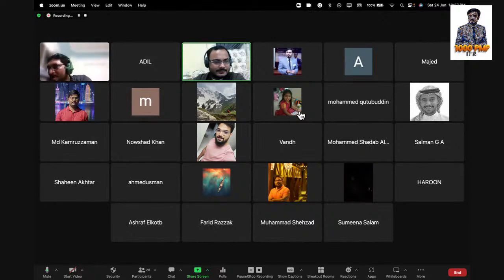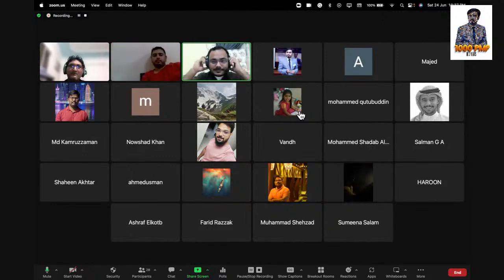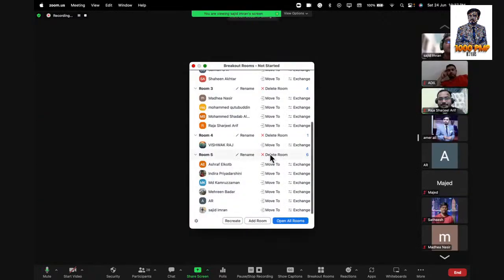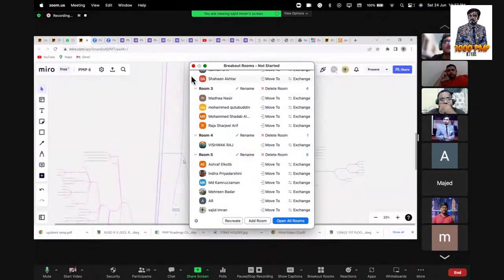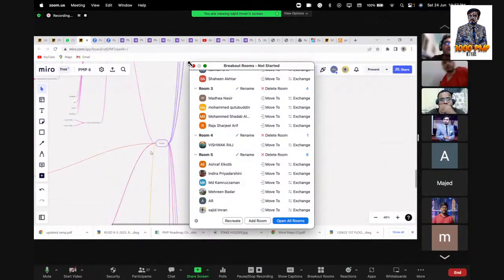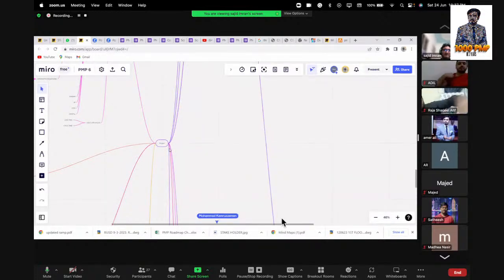The last team. Last team. Team 5. Okay. Ashraf, Indra, MD, Imran. It's a very strong team. MD and AR. Strong people. Okay, let's see it.